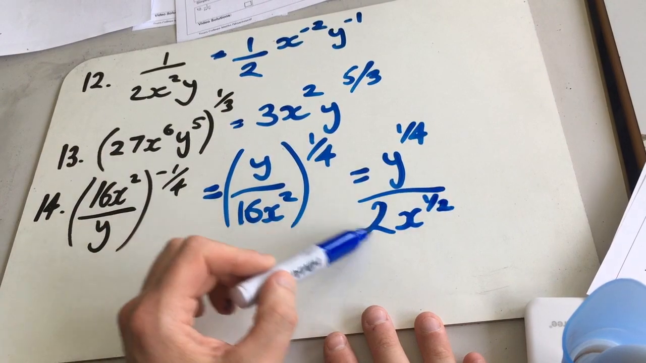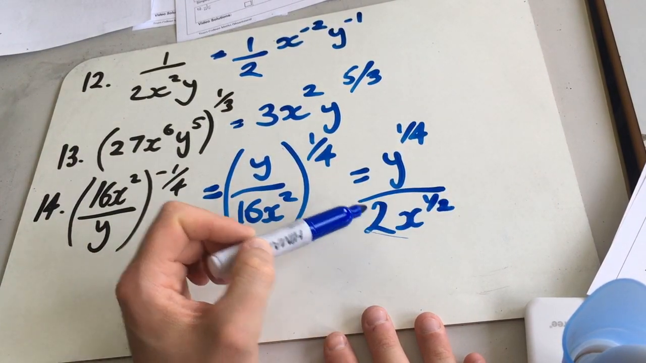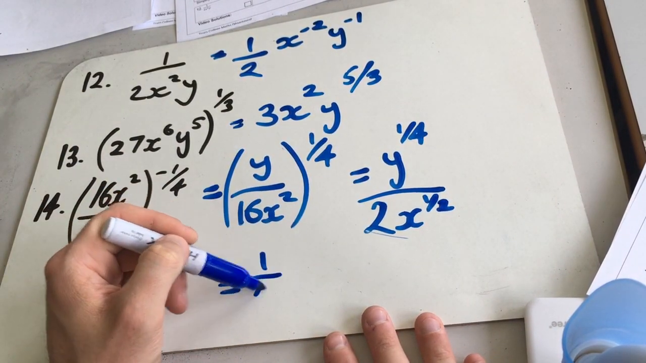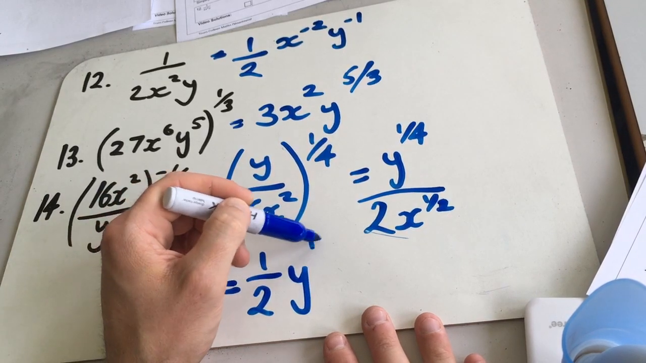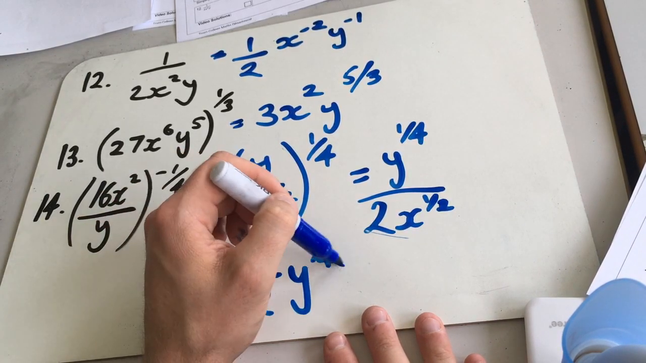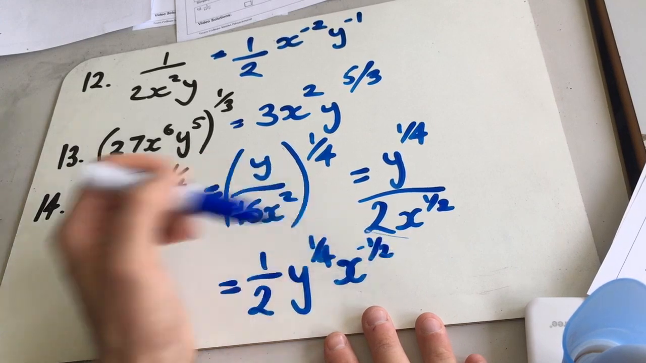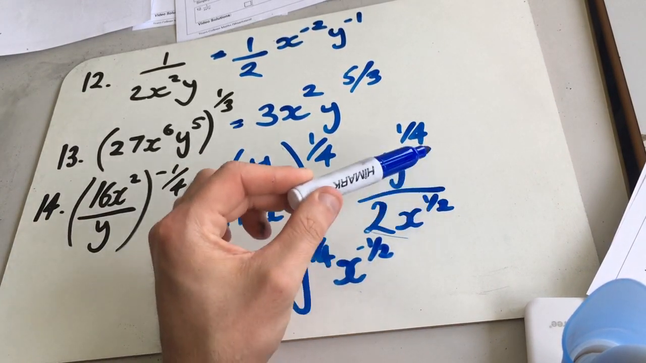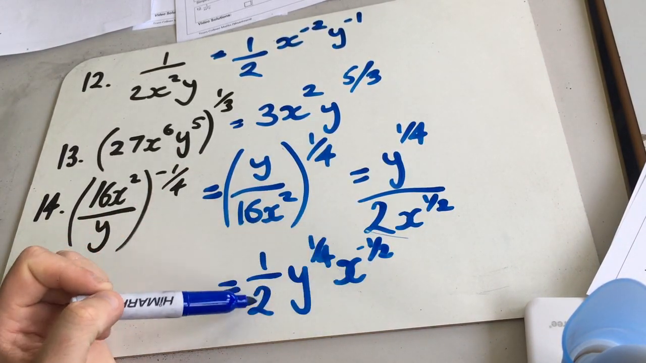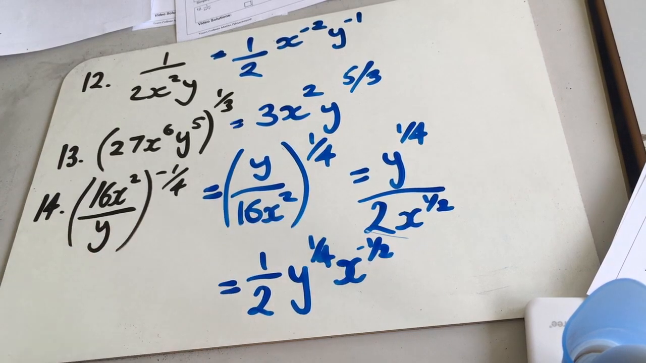Last step, we just want to bring this back up. So we'll leave the 2 where it is. So we're going to get 1/2 y to the quarter x to the power minus a half, because we've brought it from there up to the top of the fraction and left the 2 where it is because it's got nothing to do with the x's that we need there.